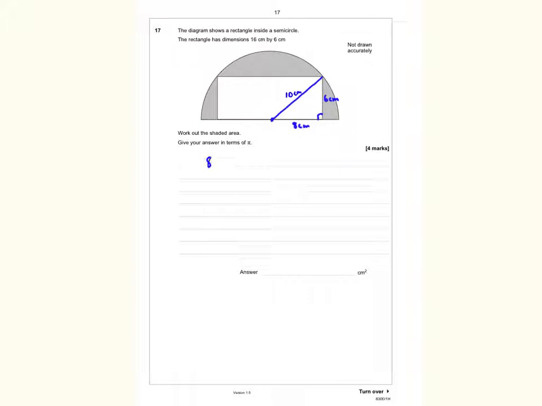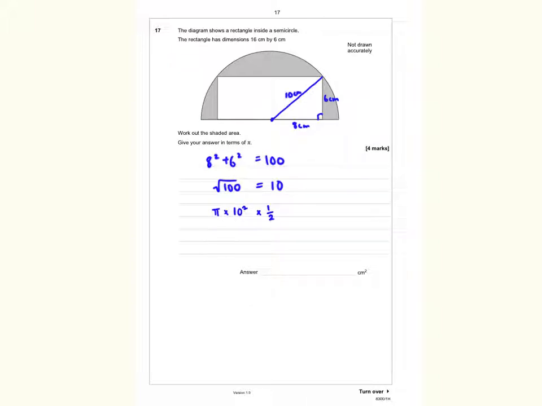So we've got 8 squared plus 6 squared. That's worth 1 mark. That's 100. And then if you said square root of 100, that's your second mark. Okay, and then you're going to say pi r squared. So the radius is 10. So you're going to say pi times 10 squared, but you're going to have to half that because we're looking at a semicircle. So we're going to say pi times 10 squared times a half.